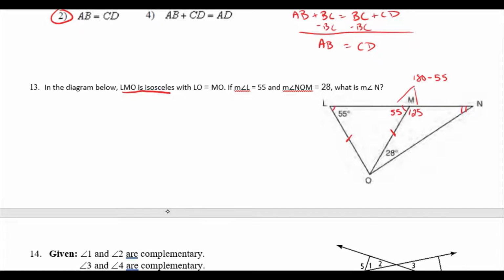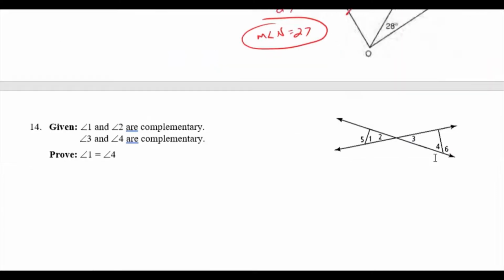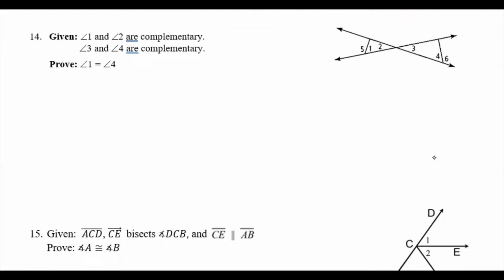Now I can use my triangle here to figure out what angle N is. So 125 plus 28 is 153, okay? And then 180 minus 153. Hey, we did this before. That's 27 degrees. And that would be the measure of angle N. All right? Perfect, so good.